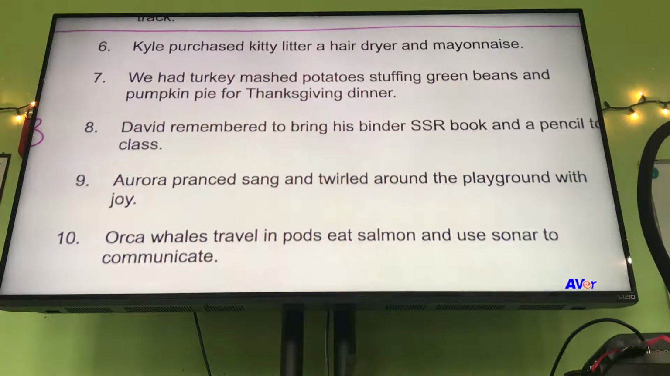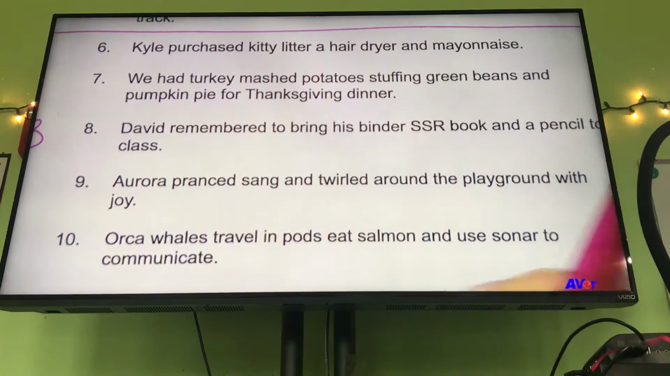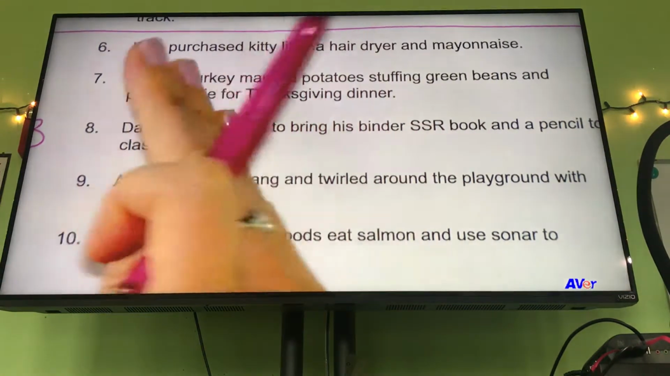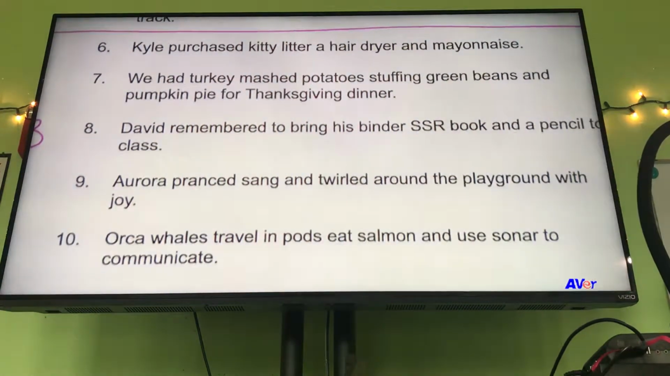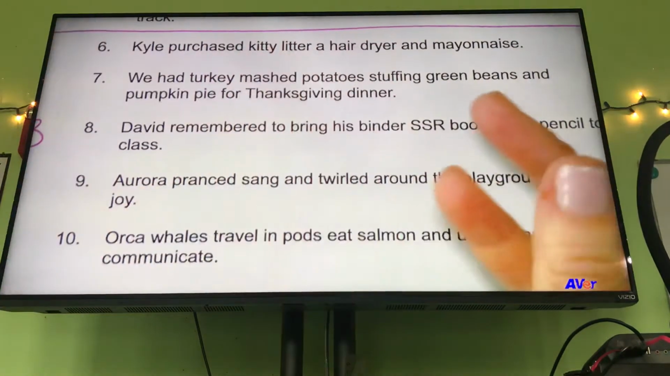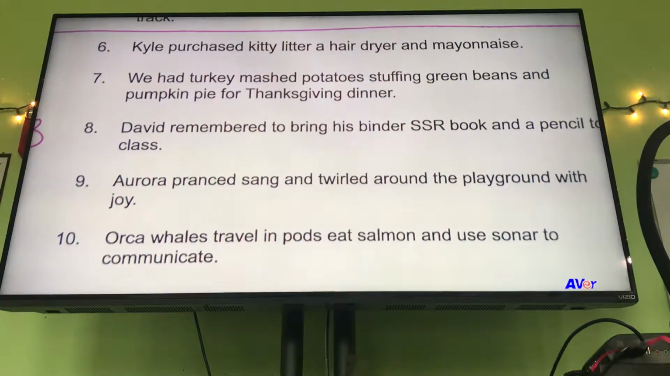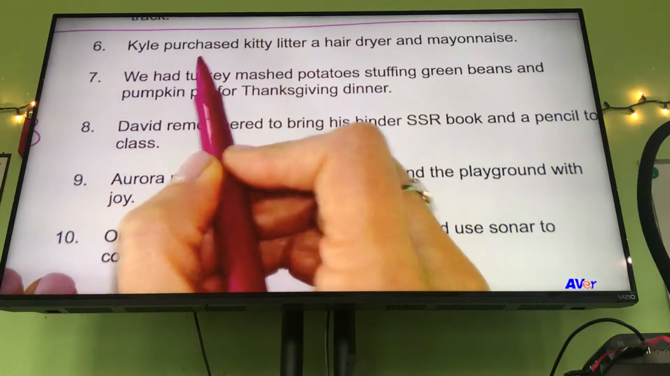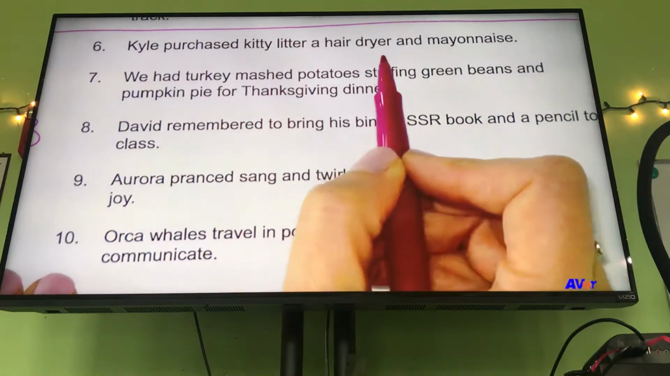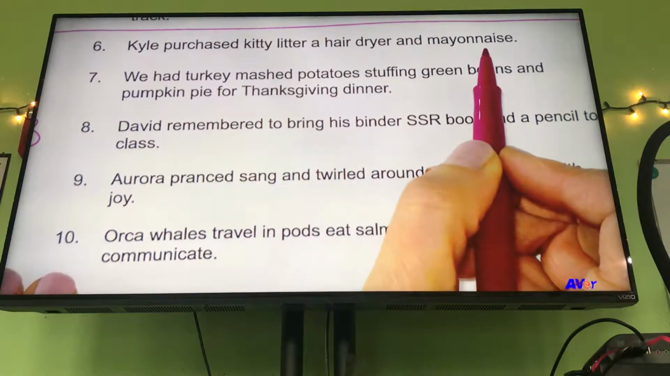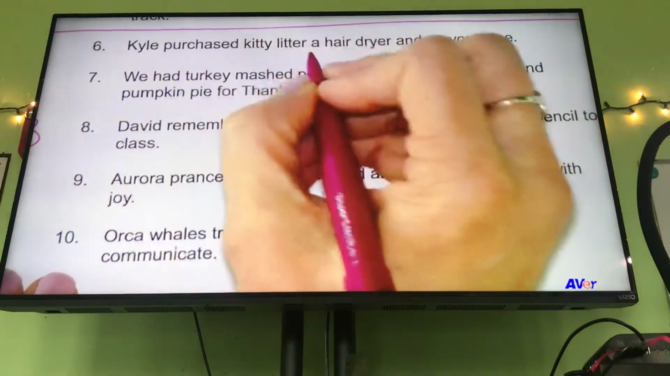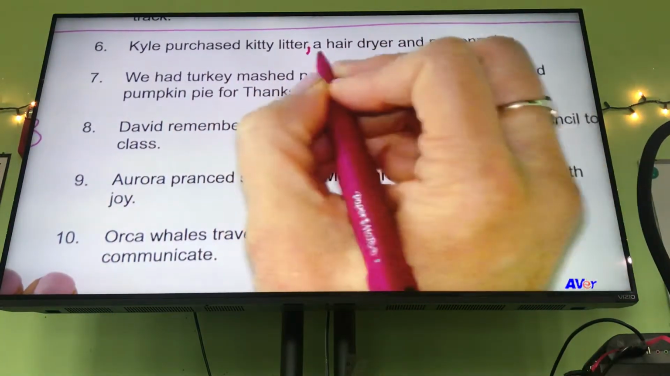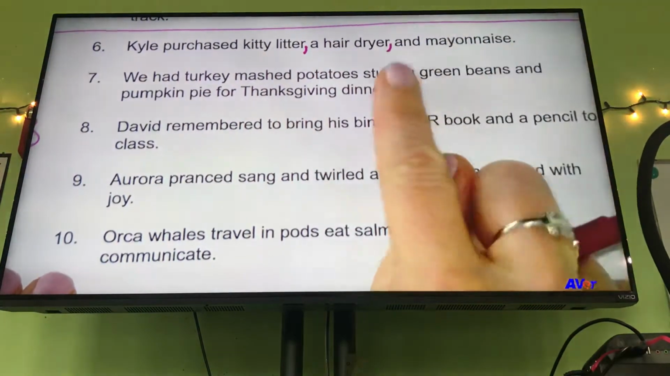We have the 5 sentences with the lists. Now, a list can be a noun, comma, noun, and noun. It could be a phrase, comma, phrase, comma, and phrase. So you have to really look at what is the list made up of. So in this case, Kyle purchased kitty litter, a hairdryer, and mayonnaise, like you do. So kitty litter, comma, a hairdryer, comma, and mayonnaise.